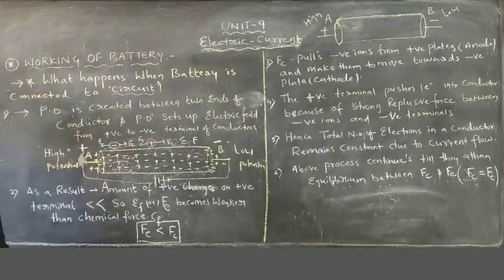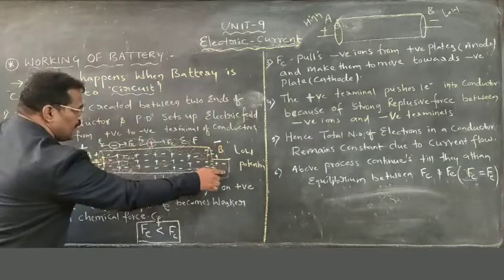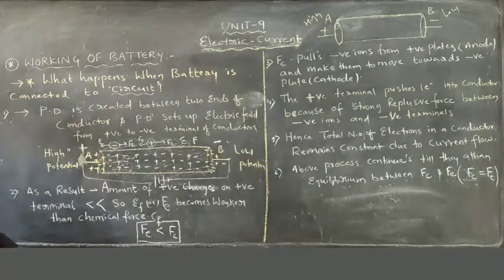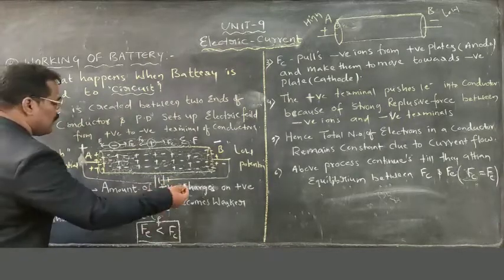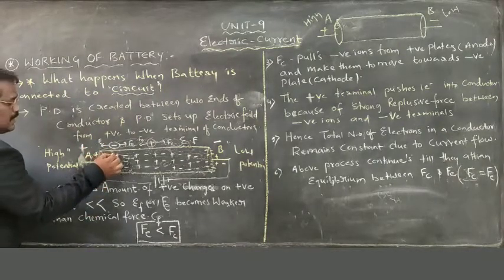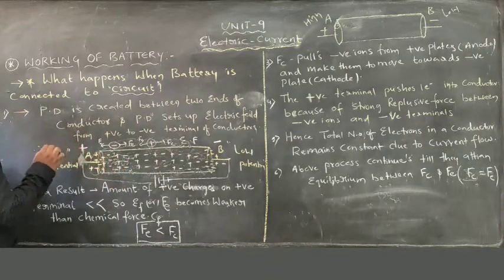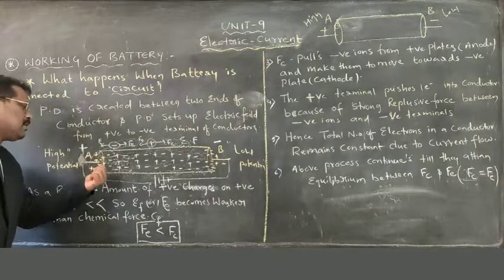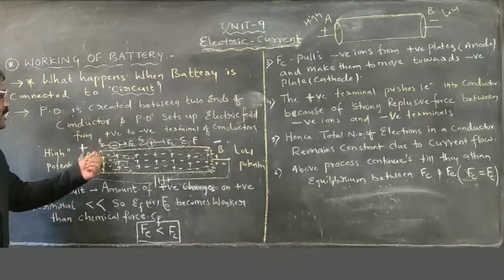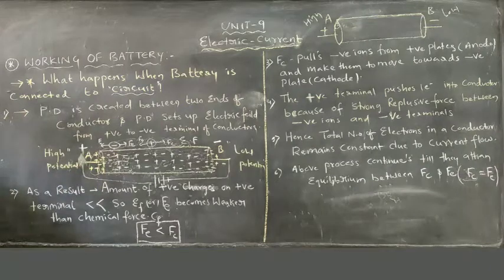Due to that, as a result of the uniform electric field between these two terminals, the positive terminal and negative terminal of the conductor are set up. As a result, the amount of positive charges on the positive terminal gradually decreases. Why? Because the nearby negative charges will be accumulating on the positive plate. So the high potential will gradually decrease, and due to that, positive charges gradually decrease, so that the electric force Fe becomes weaker than the chemical force Fc.